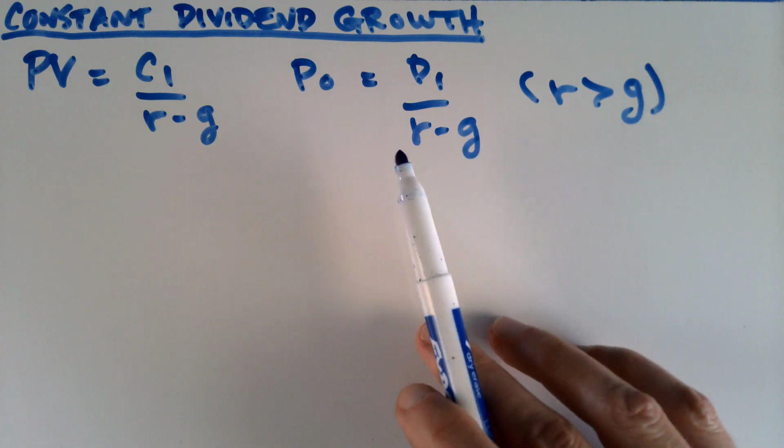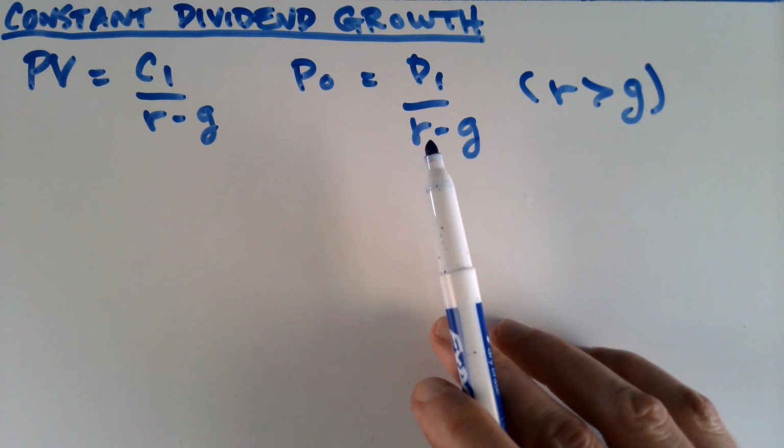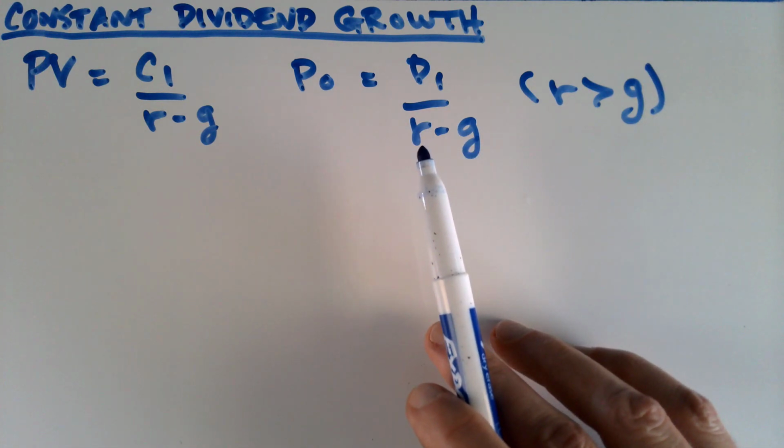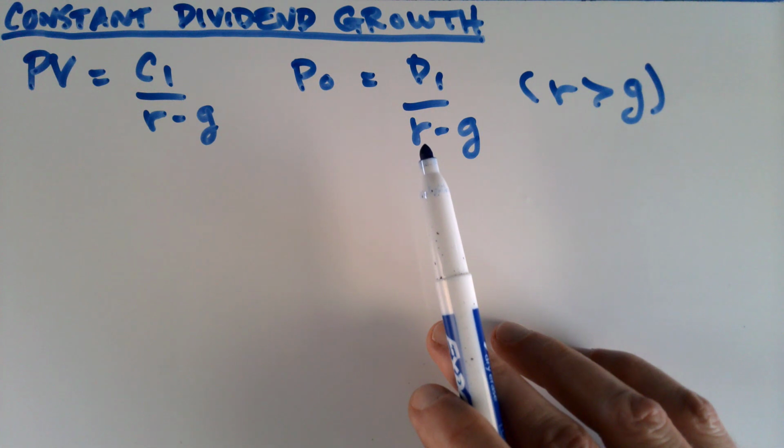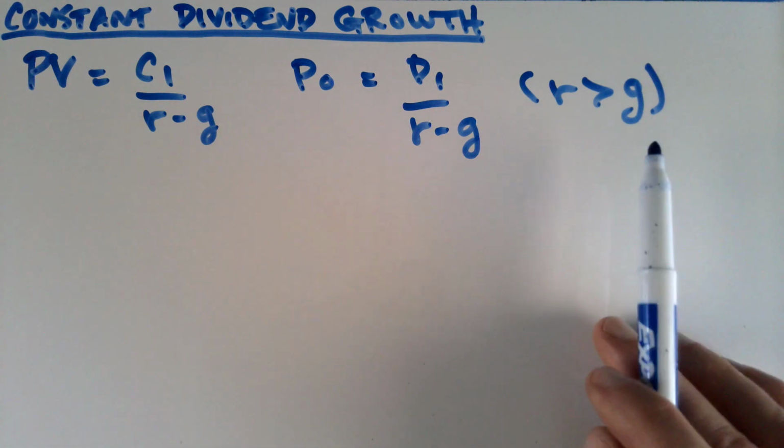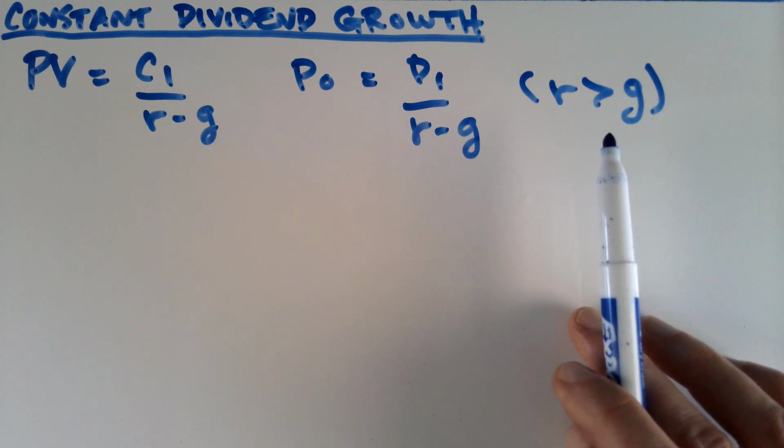And why can't this bottom part be negative? Because once again, limited liability prevents stocks from having negative value. So stocks either have to be worth 0 or something positive. And the only way we can make that happen is if R is greater than G.